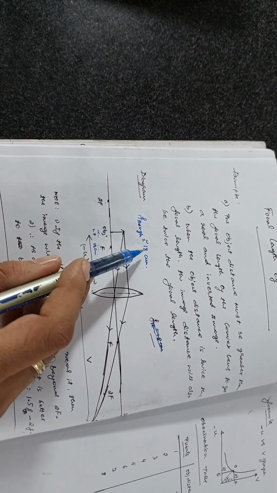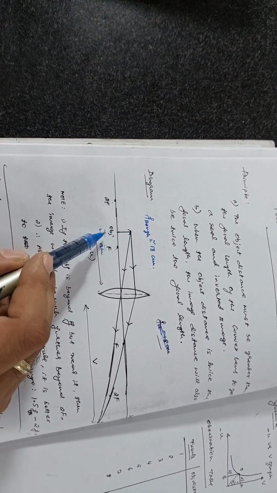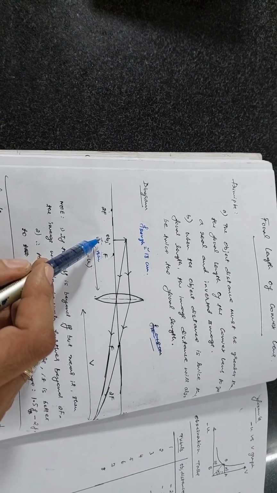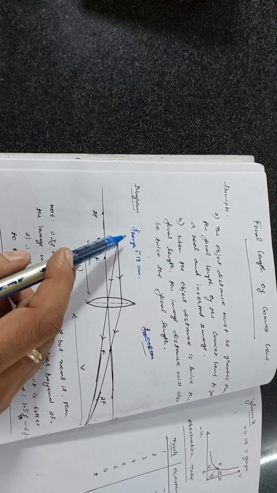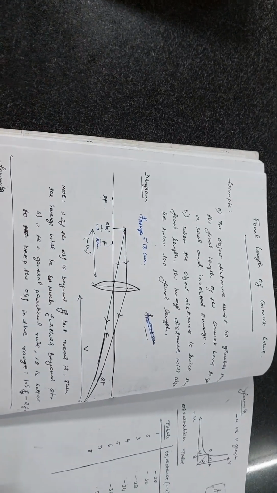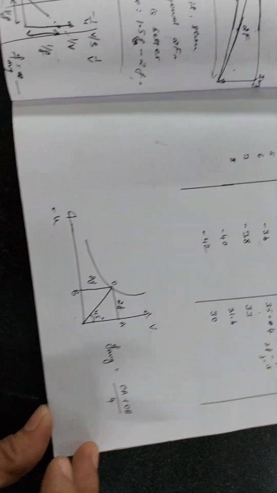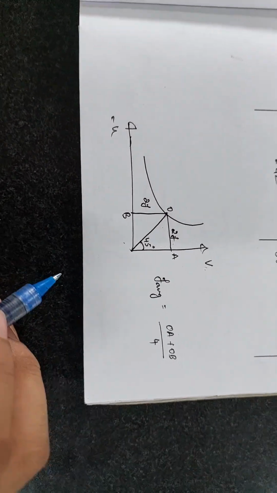So if the rough focal length is 18, maybe around 28 centimeter, you can keep the object and then start taking observations. If you can't calculate the rough focal length, then I told you to calculate it by the trial and error method. Now this is the formula and the nature of the graph. So let me see, I have drawn the bigger one here.